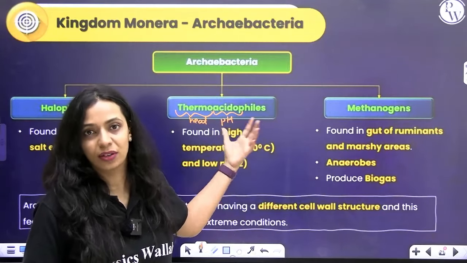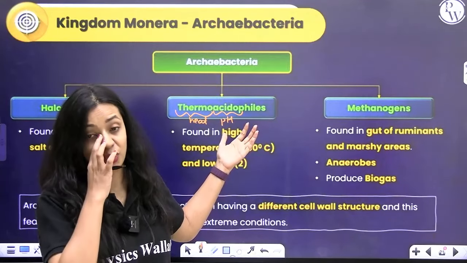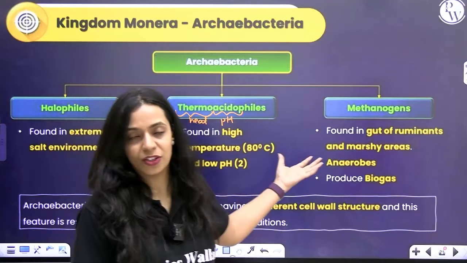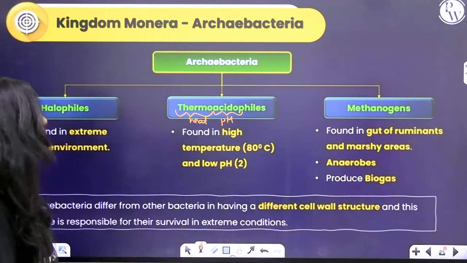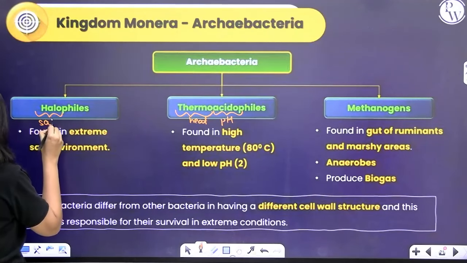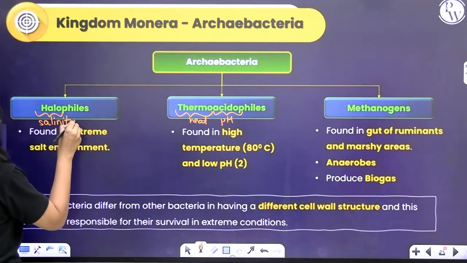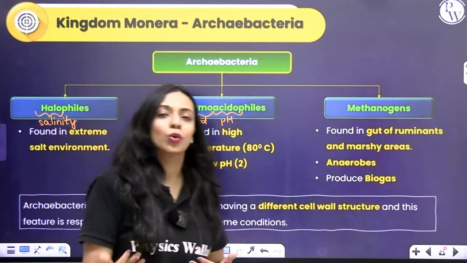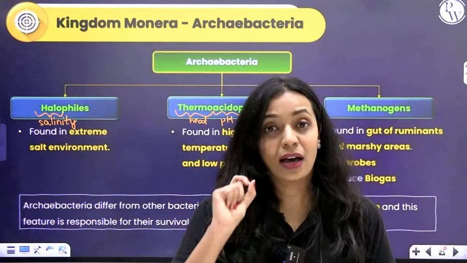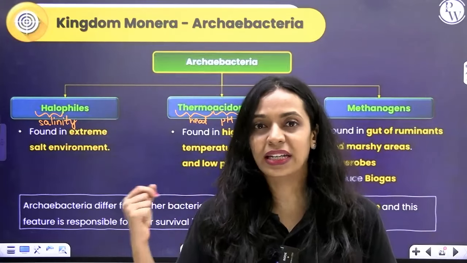They live in hot water springs and those places where the temperature is extremely high, and also acidic, like very low pH. What are halophiles? Halo refers to not the halo around the head. It refers to salinity. Right? So halophiles, philes means philia, liking towards something. So these halophiles are those organisms that are found in extremely salty conditions.